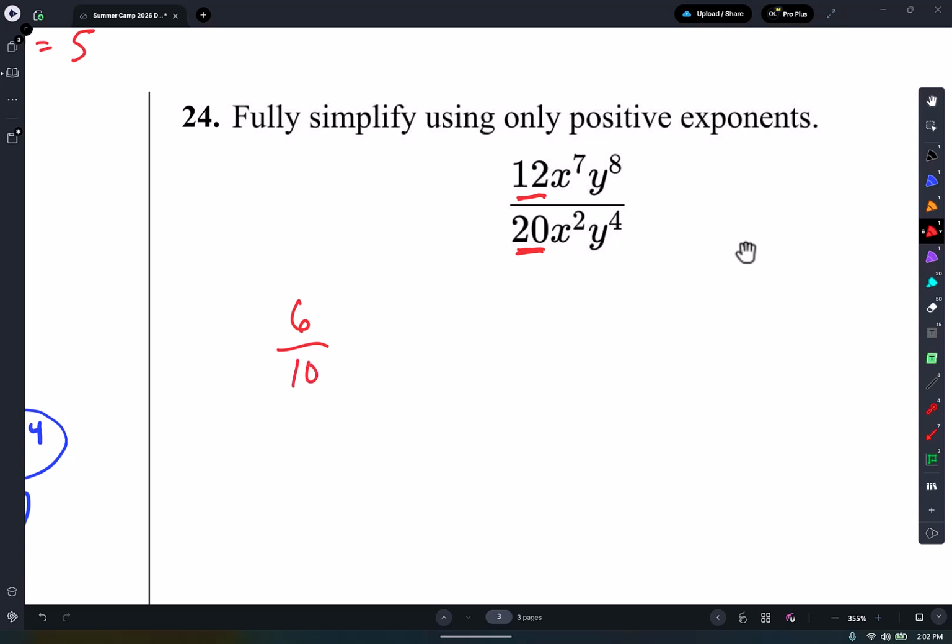Okay, are these 2 numbers still even? Is 6 even? Is 10 even? Let's keep reducing it. How many times does 2 go into 6? How many times does 2 go into 10? There it is. That's it. You can't reduce it any further. You could always do that. Do you see what we did?